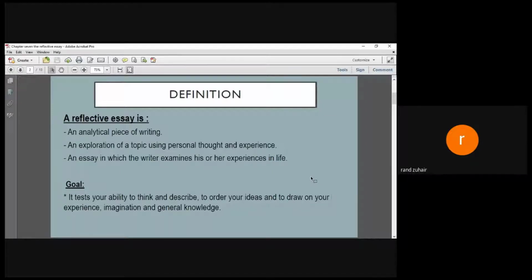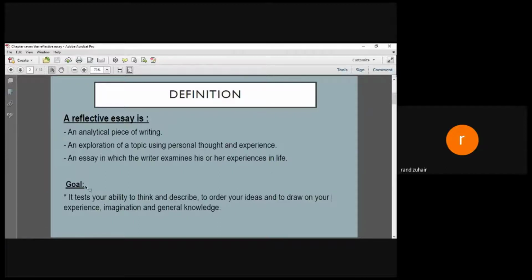So now, to conclude what we have explained in this lecture, first of all, we took the definition of the reflective essay. A reflective essay is an analytical piece of writing. يعني it's a kind of essay which is related to the analytical piece of writing. It's also an exploration of a topic using personal thought and experience. An essay in which the writer examines his or her experience in life. I mean, the writer is going to talk about his or her experiences in life, or to talk about factual things about something real in life.